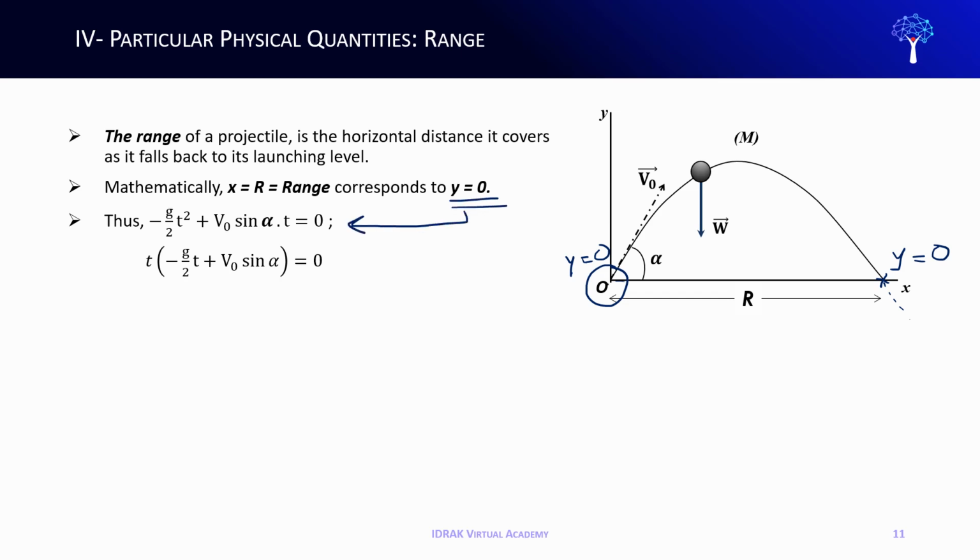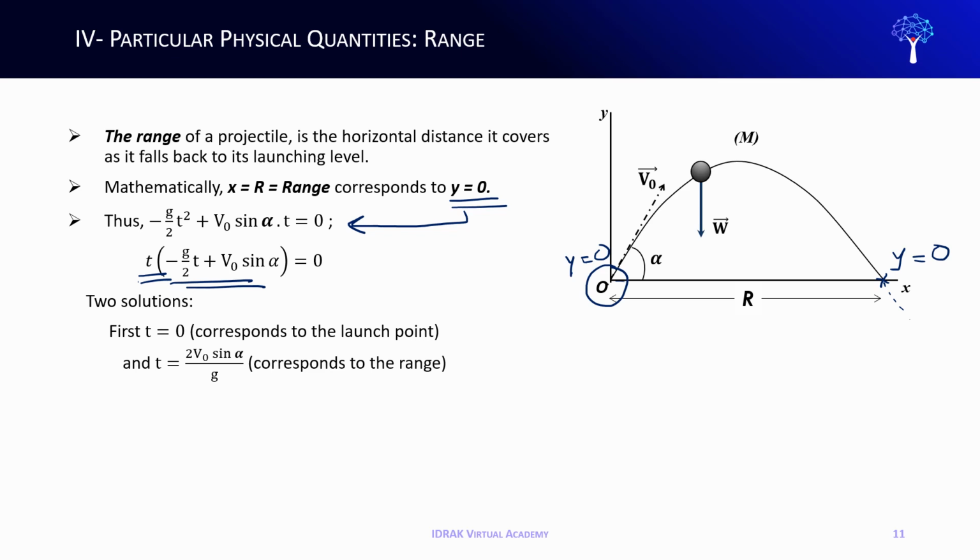We solve it. We have an equation with two unknowns. We just solve for these unknowns. When a product of two numbers is 0, that means one of these might be 0. So first, t equals 0, which corresponds to the launch point, so we're going to ignore it. Or, if you solve this equation here, equals 0, you get t equals 2 v0 sine alpha over g.